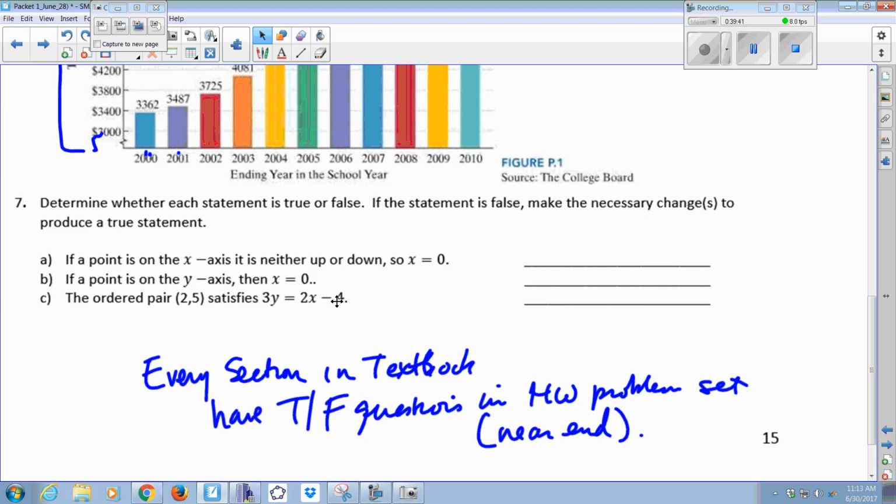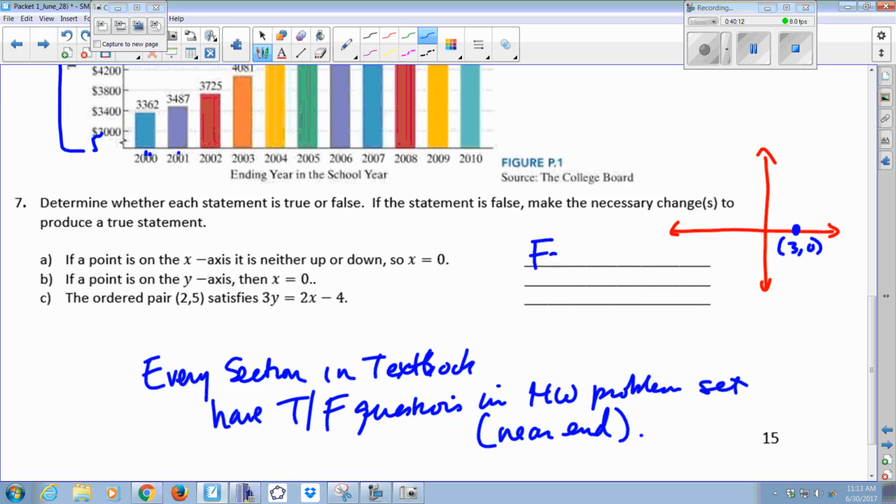If a point is on the x-axis, it is neither up or down, so x equals 0. Again, you should do whatever it takes to help yourself. You should draw yourself a little coordinate system here, and it says if the point's on the x-axis, put a point on the x-axis, and think about what would be the coordinates of that point. Well, maybe this would be 3, 0. So if it's neither above or below the x-axis, it's not the x value that's 0, it's the y. So this would be false.